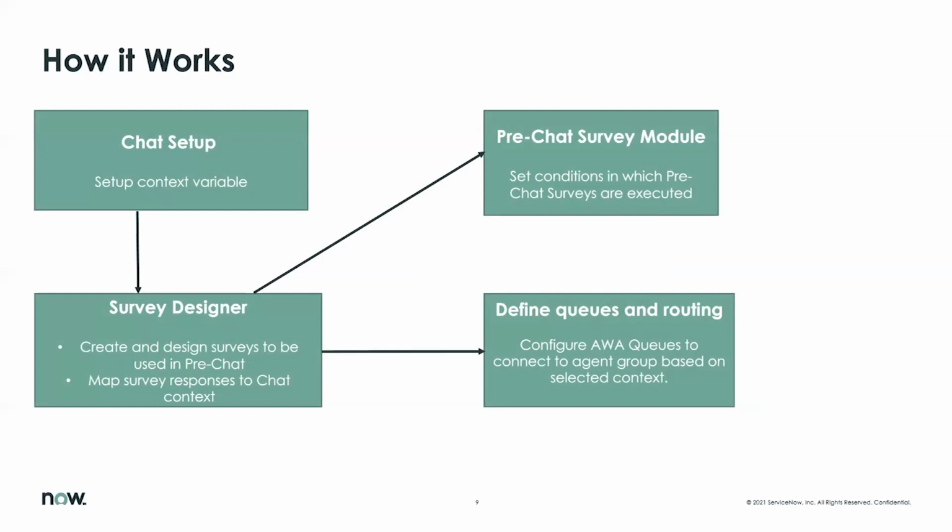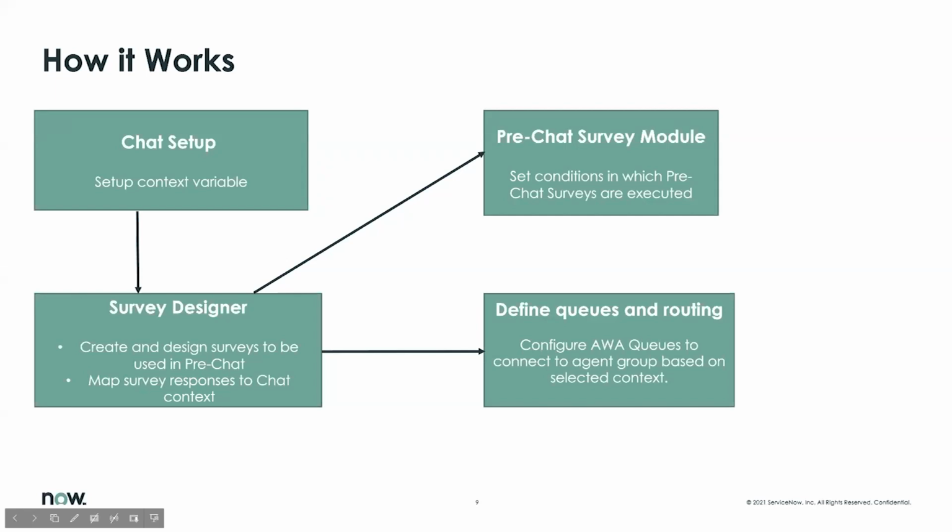For today's exercise, I'm going to show how a pre-chat configuration is done to assign an end user's specific category type of question to the right agent. The steps that I'll be following: there's a chat setup where I'll be creating a context variable. Then I'll create a survey designer, which is linked to the pre-chat survey module. Again, the survey designer is connected to the context variable that we have created in the chat setup.